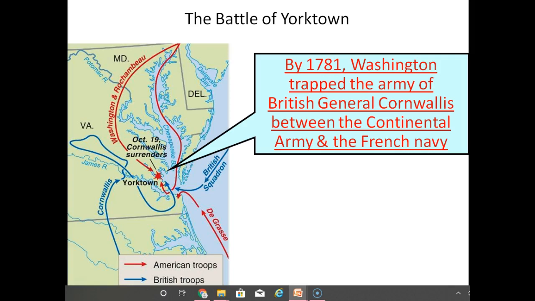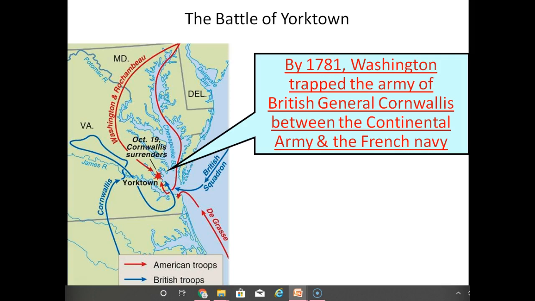In 1781, Washington was able to trap the British troops, under British General Cornwallis, between the Continental Army and the French Navy. So if you take a look at this, this happened on the Chesapeake Bay at the Battle of Yorktown. You can see in red where the colonial troops were with General Washington. You can see how they were able to surround the blue troops.